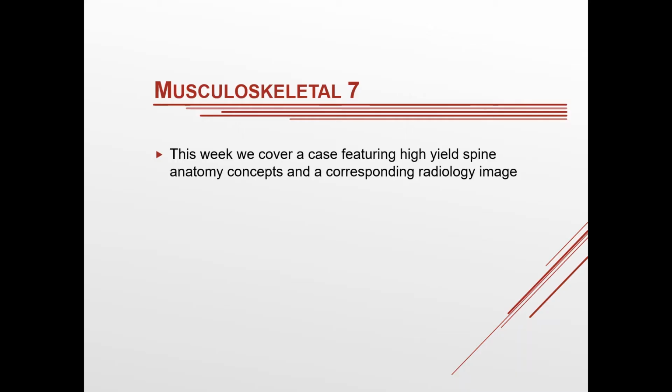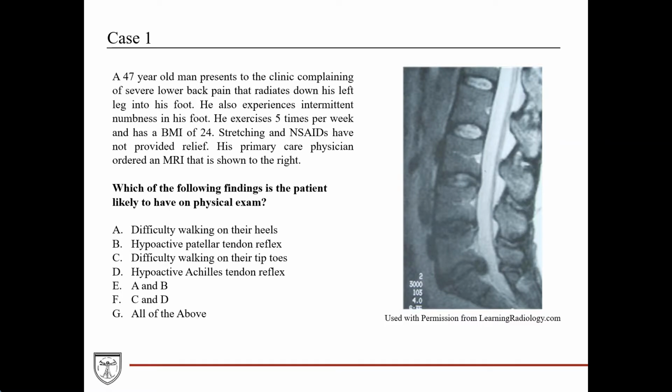This week we cover a case featuring high-yield spine anatomy concepts and a corresponding radiology image. Alright, so the way this works is there's a clinical scenario with a board-style question at the end of it. Before we jump in and answer the question, we're first going to go through the case, point out the relevant clinical findings, and then go through the relevant anatomy, and then use that to answer the question.